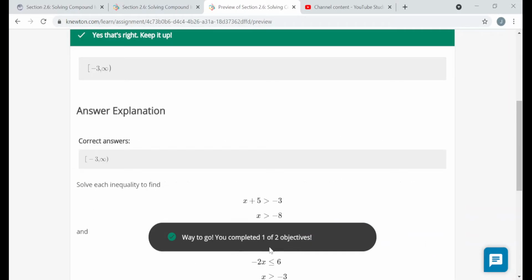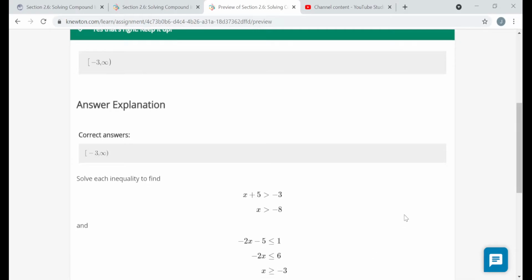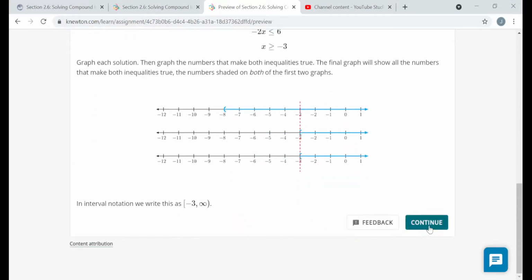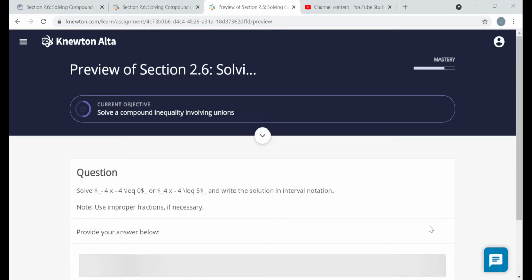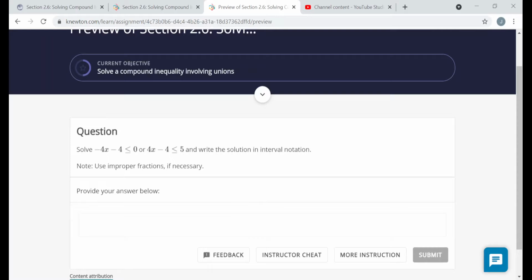Now I have completed that objective, one of the two. So the only ones I have left now are some questions about unions, the or inequalities. So, solve a compound inequality involving unions. Two inequalities connected by the word or. Now remember, the word or is very less restrictive. Any number that satisfies the first one is a solution of the compound inequality. Any number that satisfies the second one is also a solution of the compound inequality. Any number that satisfies either one belongs to the final solution set. So this is much, much less restrictive than the word and.